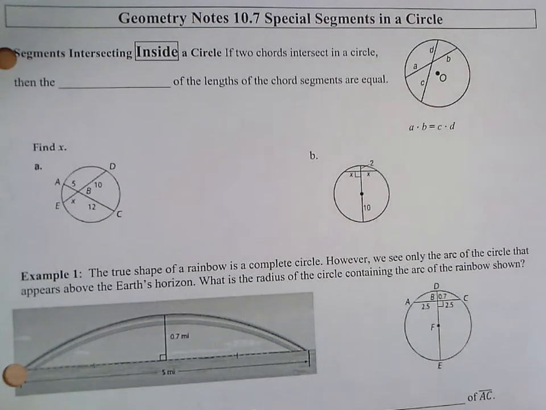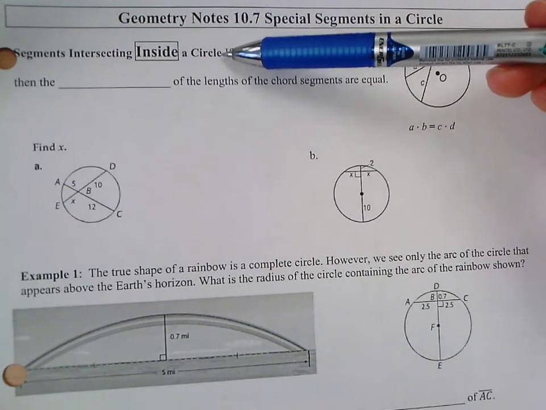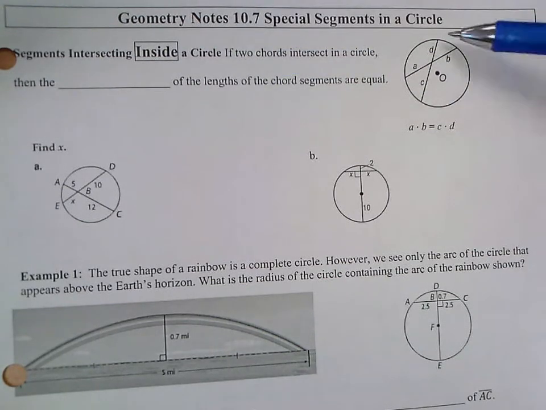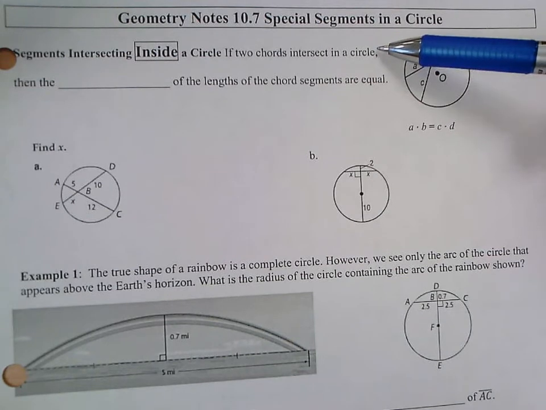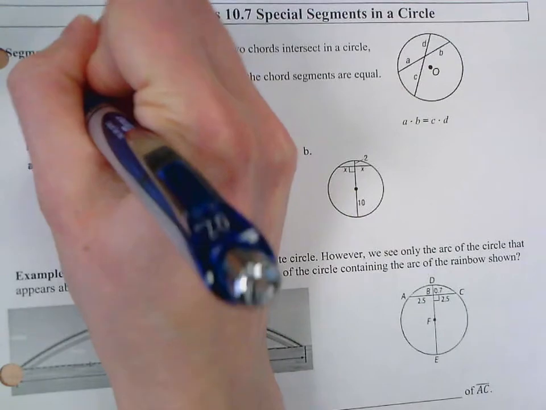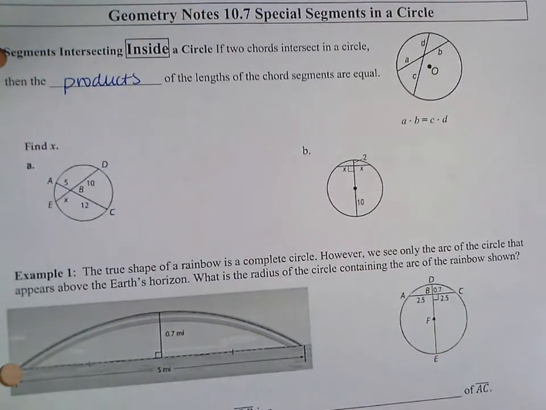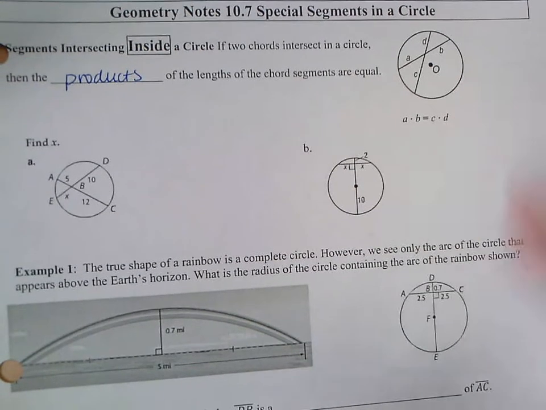The first set of examples, on this first side, are all segments that intersect inside of a circle. So if two segments intersect inside of a circle, there is a relationship in the lengths of the segments. It says if two chords intersect in a circle, then the products of the lengths of the chord segments are equal. So I have a circle here. I have a formula that represents what that says.